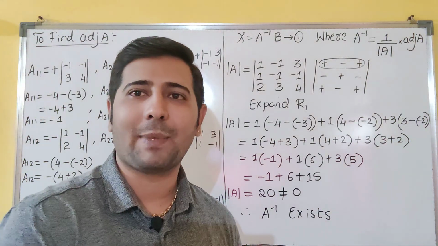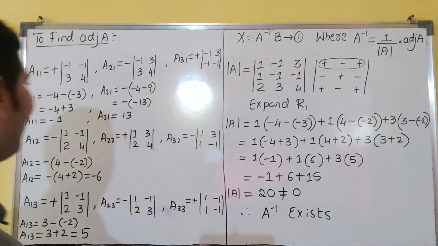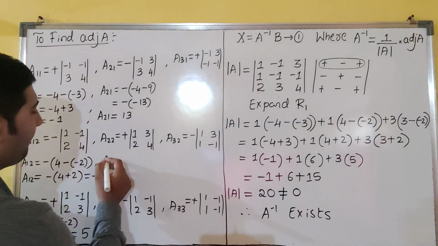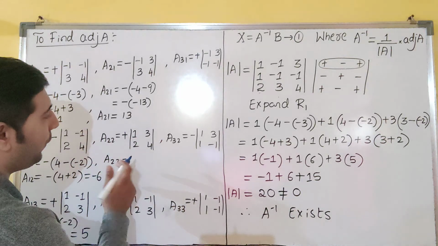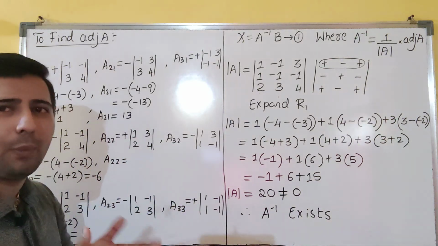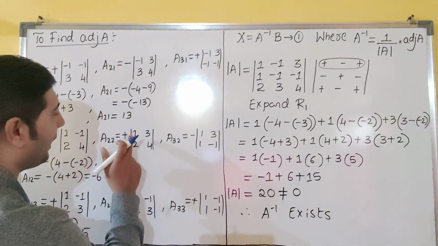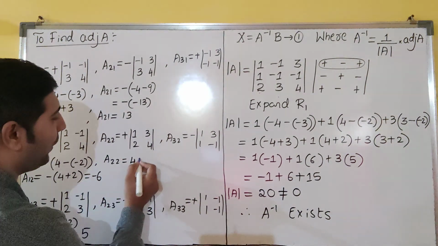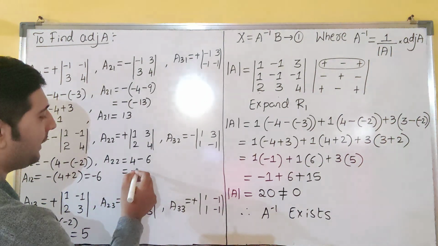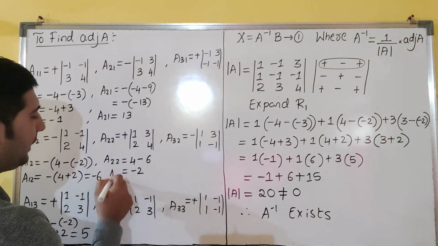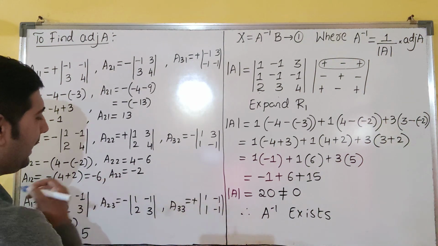Understood? Very good. So now see, A22. How to solve? You see, 1 into 4. Plus sign is there, you may write or you may not write. These are the lollipop questions. So 1 into 4 is 4. Minus 2 3s are 6. 4 minus 6 is minus 2, dear students. This is your A22. Clear everyone?